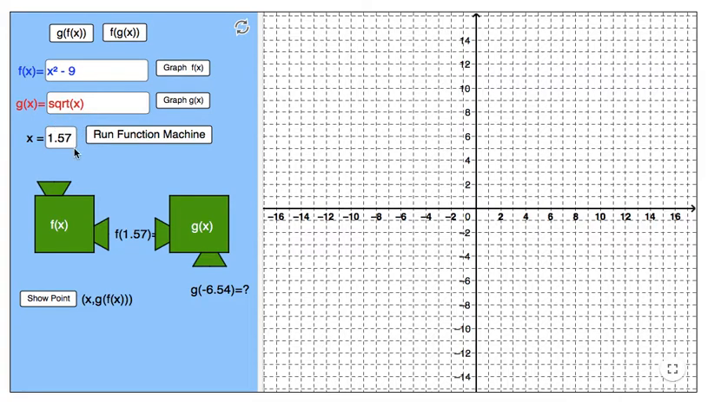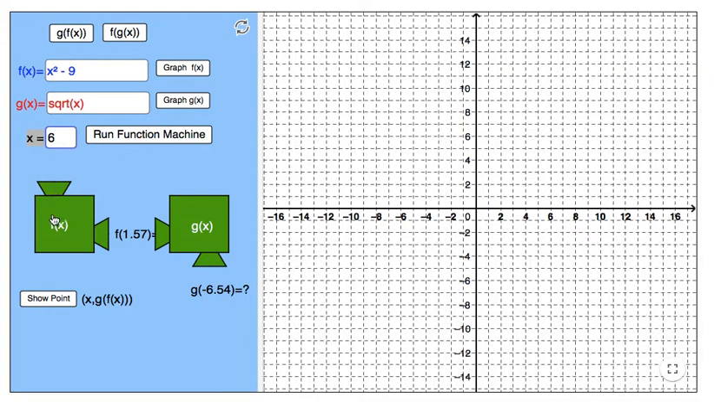And I'm going to put its output. So here's going to be the input. I'm going to plug in pi over 2 or 1.57 into this function. Actually, I'm going to choose a different value here. Let's choose x equals 6. So we're going to put x equals 6 through this function here.